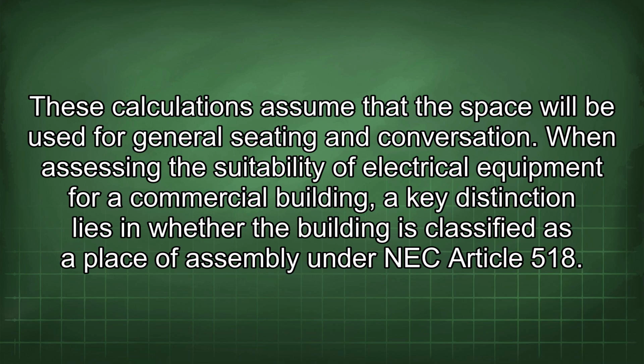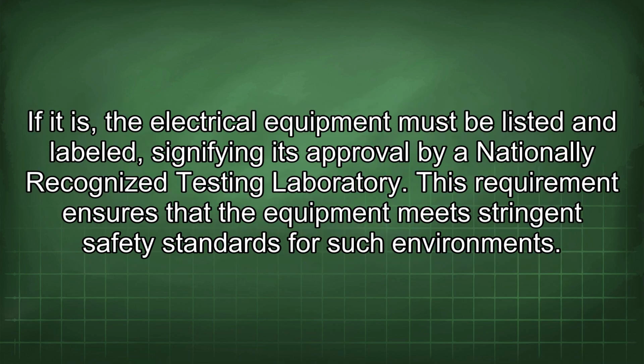When assessing the suitability of electrical equipment for a commercial building, a key distinction lies in whether the building is classified as a place of assembly under NEC Article 518. If it is, the electrical equipment must be listed and labeled, signifying its approval by a nationally recognized testing laboratory. This requirement ensures that the equipment meets stringent safety standards for such environments.